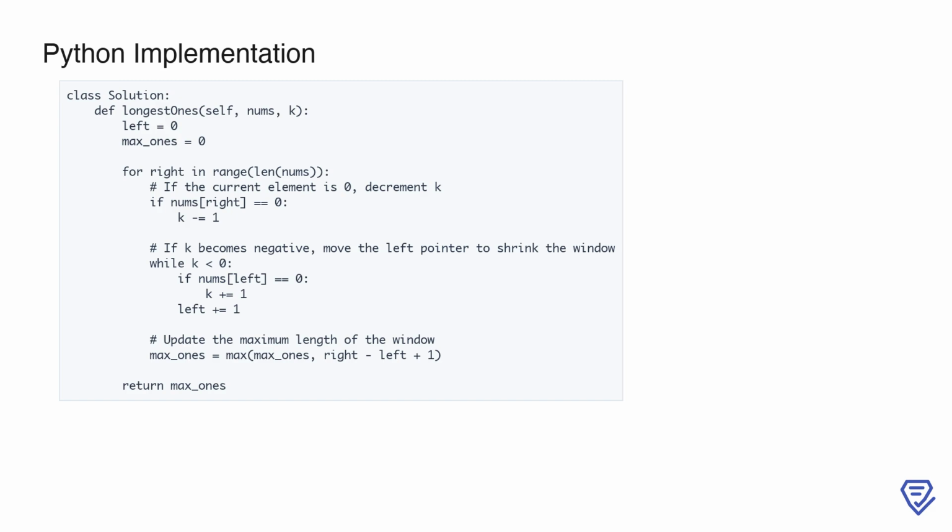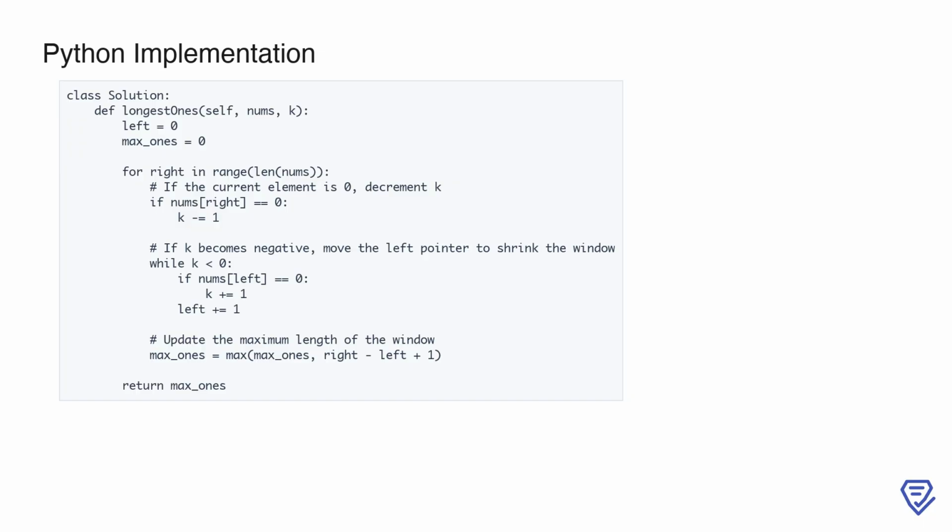5. Updating the maximum: after adjusting the window, we calculate the length of the window as right - left + 1 and update max_ones if this length is greater than the current value. 6. Returning the result: once the loop completes, max_ones contains the length of the longest subarray of 1s, with at most k flips, and we return it.